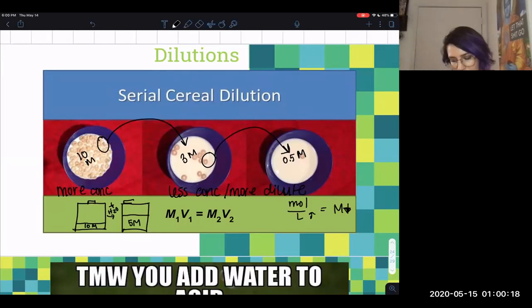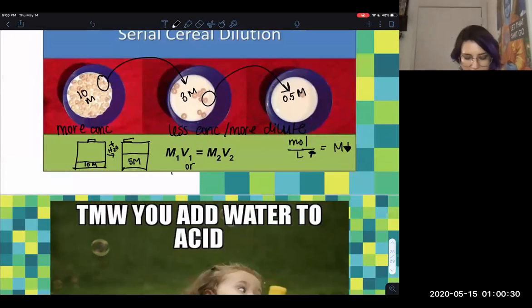Just fractional relationships, right? Keeping the moles the same, increasing the liters is going to decrease the molarity. This equation can be written in two ways. You're going to see it if you're in nursing math class. You're going to see it as C1V1 equals C2V2 as well, where C is just equal to concentration. So any concentration, including molarity, you can use in this equation.